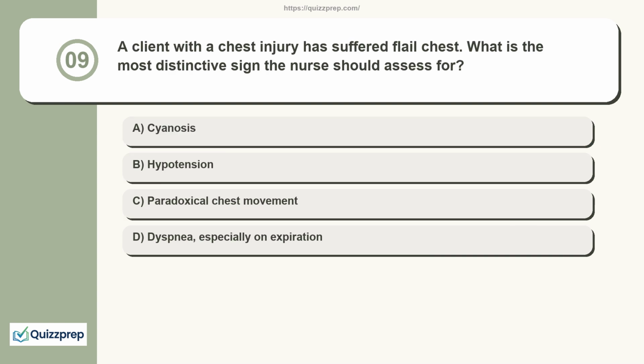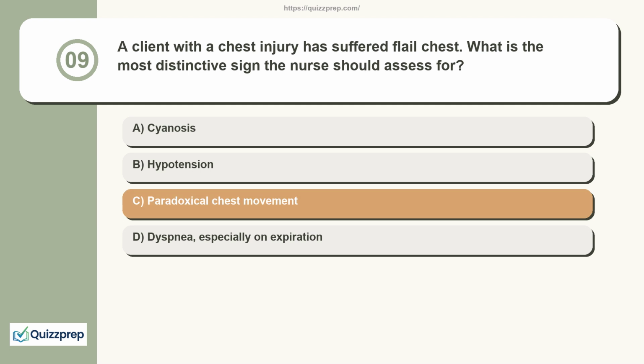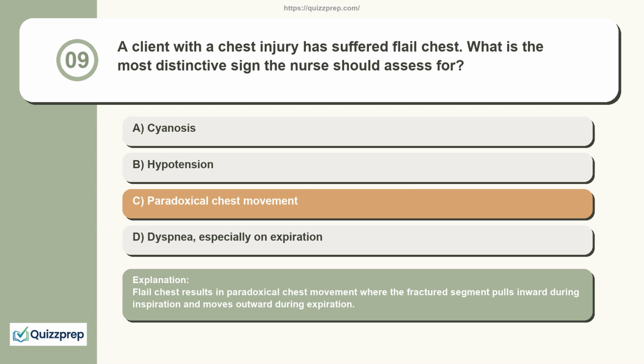Question 9. A client with a chest injury has suffered flail chest. What is the most distinctive sign the nurse should assess for? Cyanosis, hypotension, paradoxical chest movement, dyspnea, especially on expiration. Flail chest results in paradoxical chest movement where the fractured segment pulls inward during inspiration and moves outward during expiration.